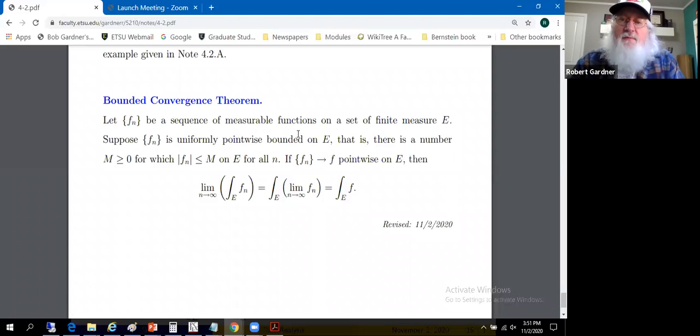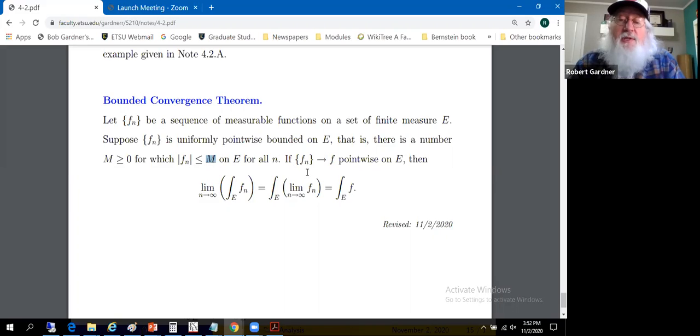Let f sub n be a sequence of measurable functions on a set of finite measure E. Suppose f sub n is uniformly pointwise bounded on E, that is, there's a number, capital M, greater than or equal to 0, for which the absolute value of f sub n is less than or equal to capital M on set E for all n. So not only is every f sub n bounded, but all the f sub n's are bounded by the same number. That's the uniformness that they've snuck in. So uniformly pointwise bounded means there's a bound that holds for all of the f sub n's. So it'll hold for the limit function too.